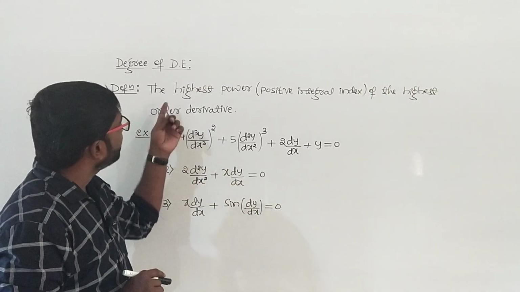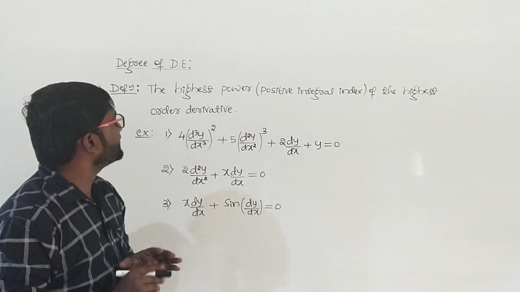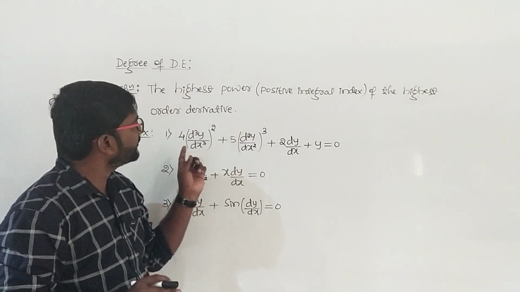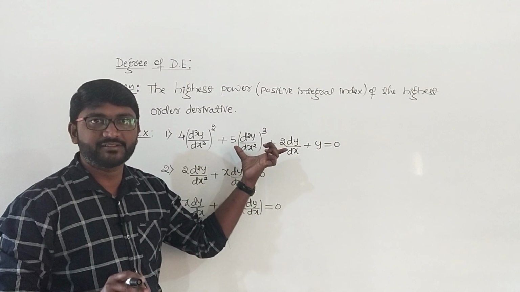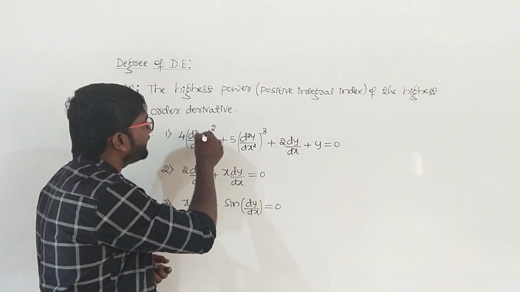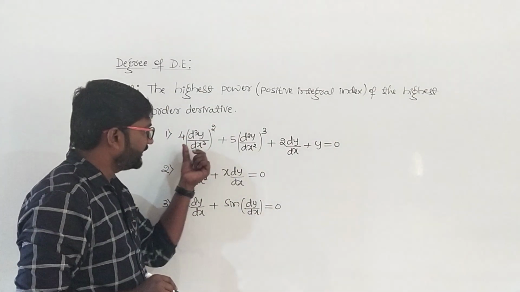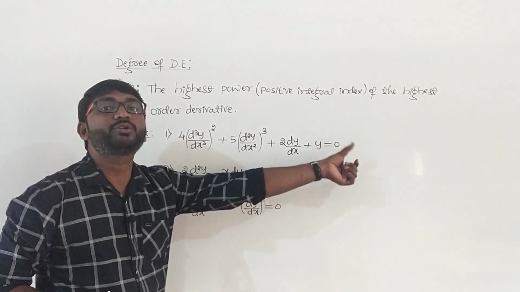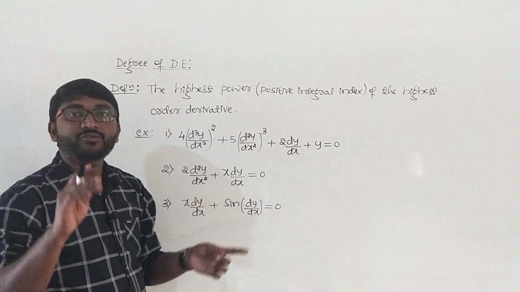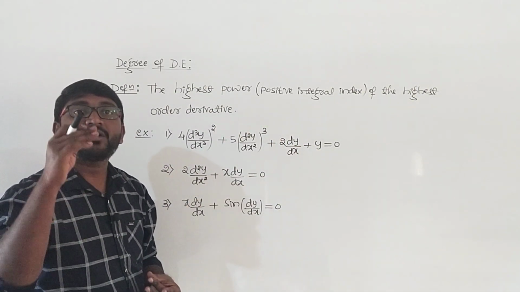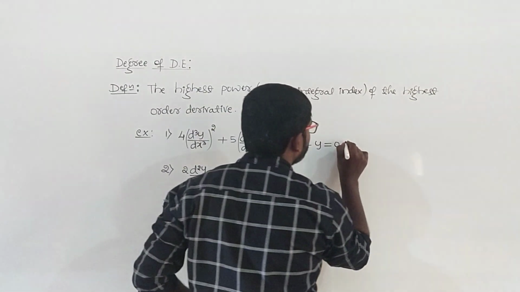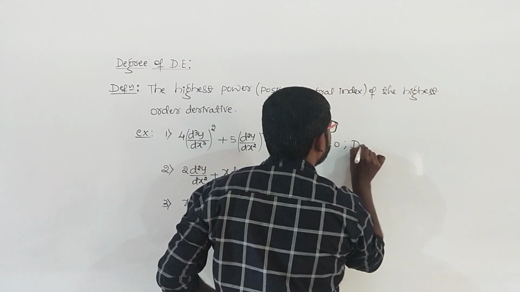So the highest power of the highest order derivative is going to be the degree. Search for the highest order derivative in this differential equation. It is the third order derivative. For this third order derivative, the power is 2. So the degree of this differential equation is 2, not 3. Don't search for the highest power. Search for the highest order derivative's power, that will be the degree.